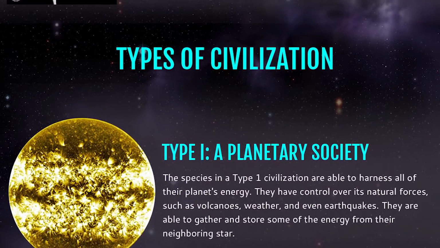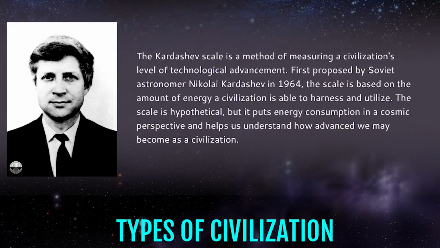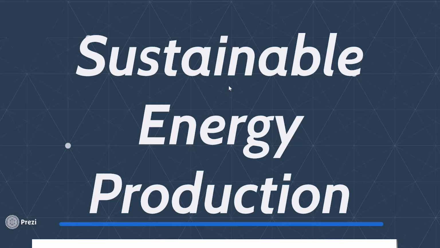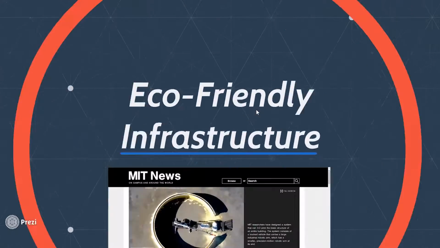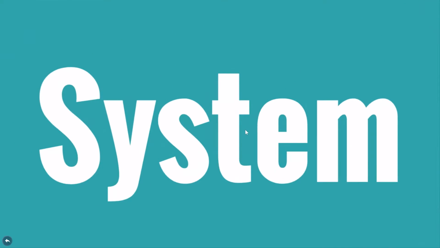For those who are not familiar with the Kardashev scale, it is this Russian scientist who came up with a way to measure civilizations based on the amount of energy they use. Some other things that would bring us closer to that is sustainably producing energy, right? Another thing is automated food production. Another thing is eco-friendly infrastructure. All these are tenets of the technologies that we can use towards getting there. All these are systems that we can use to get us closer to that vision, right?